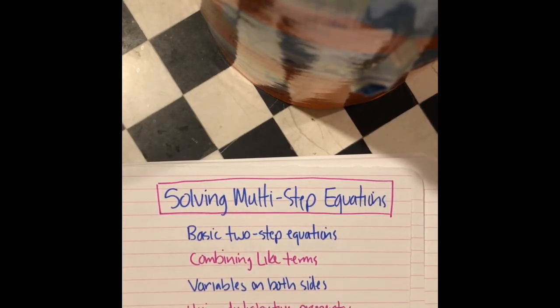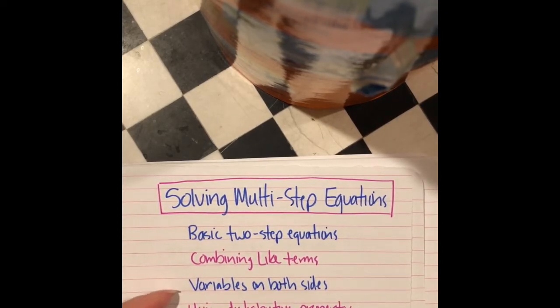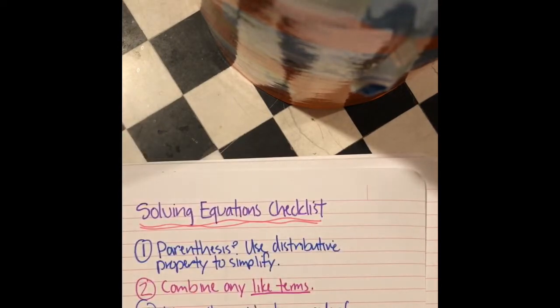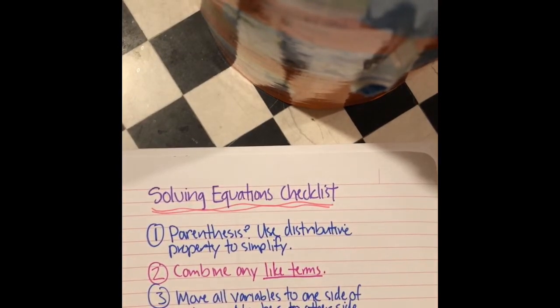Welcome. In this video, we are going to solve a multi-step equation that focuses on variables on both sides. As a reminder, when we go through a solving equations checklist, we think parentheses first, use distributive property to simplify, combine any like terms, move all variables to one side of the equal sign and then numbers to the other, isolate the variable, and then solve in box.